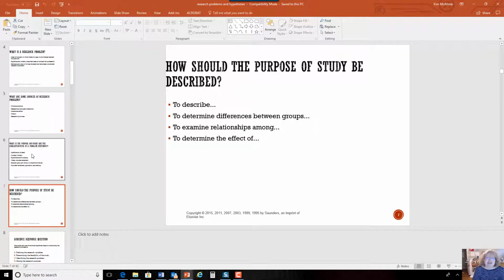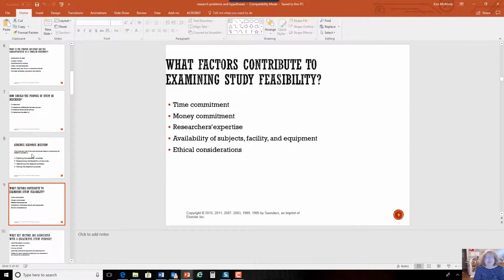And the purpose statement should include terminology like: the purpose of the study is to describe. The purpose of the study is to distinguish between two different groups. Or, let's look at relationships between smoking and cancer. Let's look at the relationship between more time with the nurse and improved patient outcomes. Let's look at what is the effect of walking rounds on patient care. So these are some examples of how the study should be described.